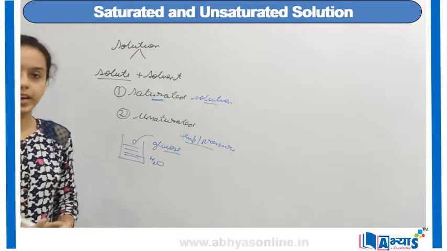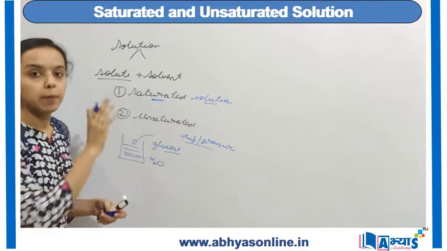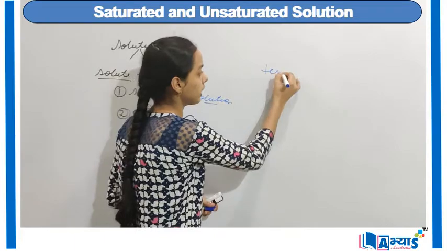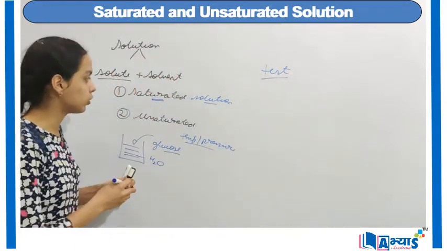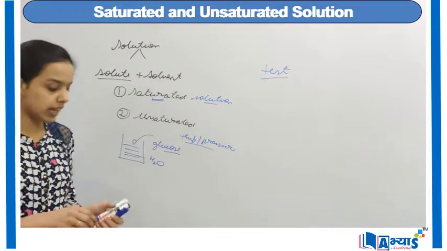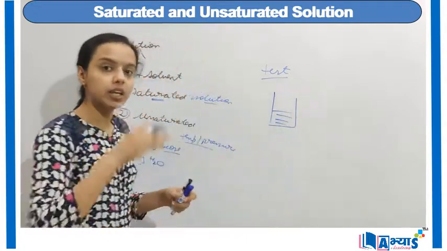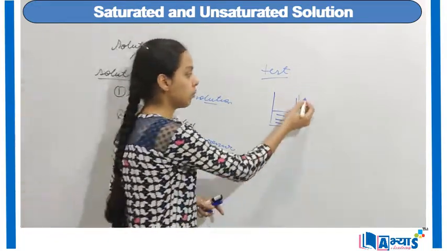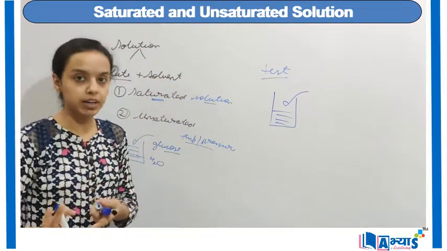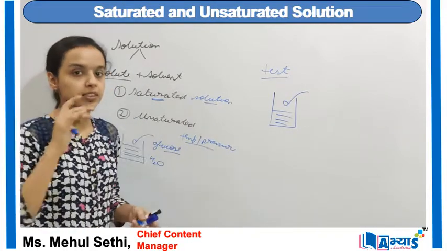These were the two examples of solutions based upon the amount of solute present in that solution. But you need to test whether a given substance or mixture is saturated or unsaturated. The best method to check is to take a beaker with a solvent and keep on adding the solute. If the solute is being added at the same temperature and pressure, that means it is the second type, that is the unsaturated solution.